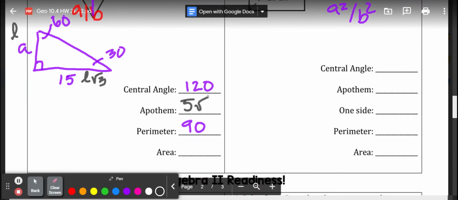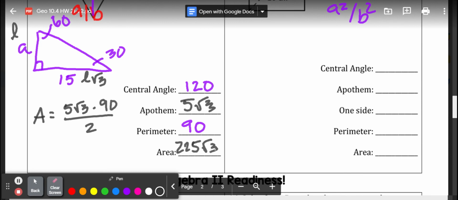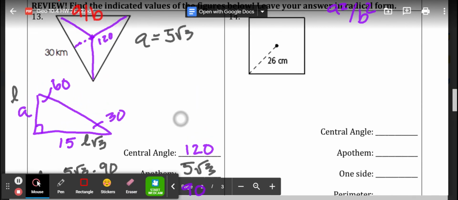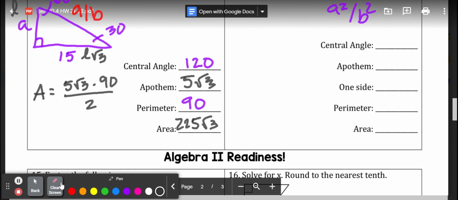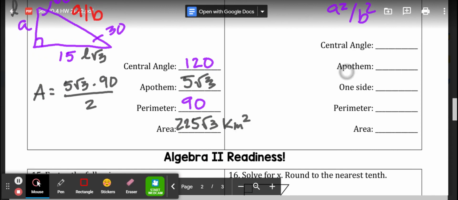So 5 rad 3. And so we're just going to do area equals apothem 5 rad 3 times perimeter of 90 divided by 2. So I'm just going to do 5 times 90, which is 450, and then 450 divided by 2. So I should get 225 rad 3, and what was the units of measure? I don't remember. Kilometers, wow. This is a big guy. Square kilometers.